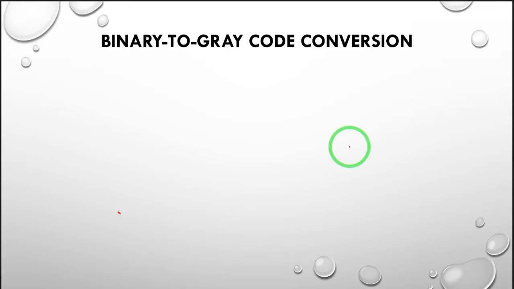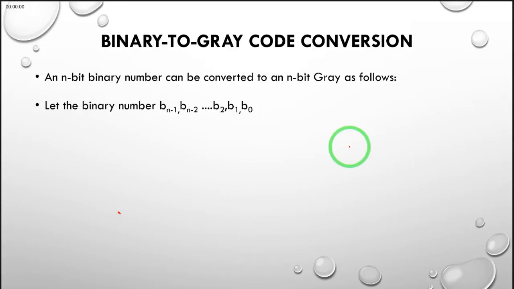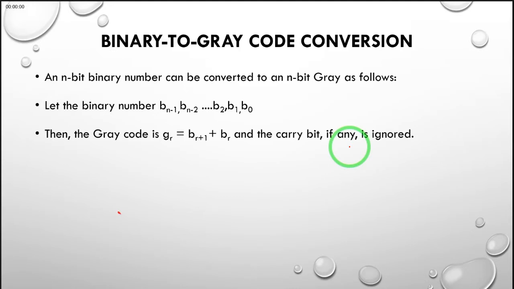So we now look at an example where we need to convert from the normal binary number to an n-bit gray code. We say that let the binary number be represented by b's running from b_{n-1} to b_0, and then we will follow a very simple and straightforward method: to generate the gray code, we simply take b_{r+1} plus b_r. So we'll take for instance, let's say we have 111.